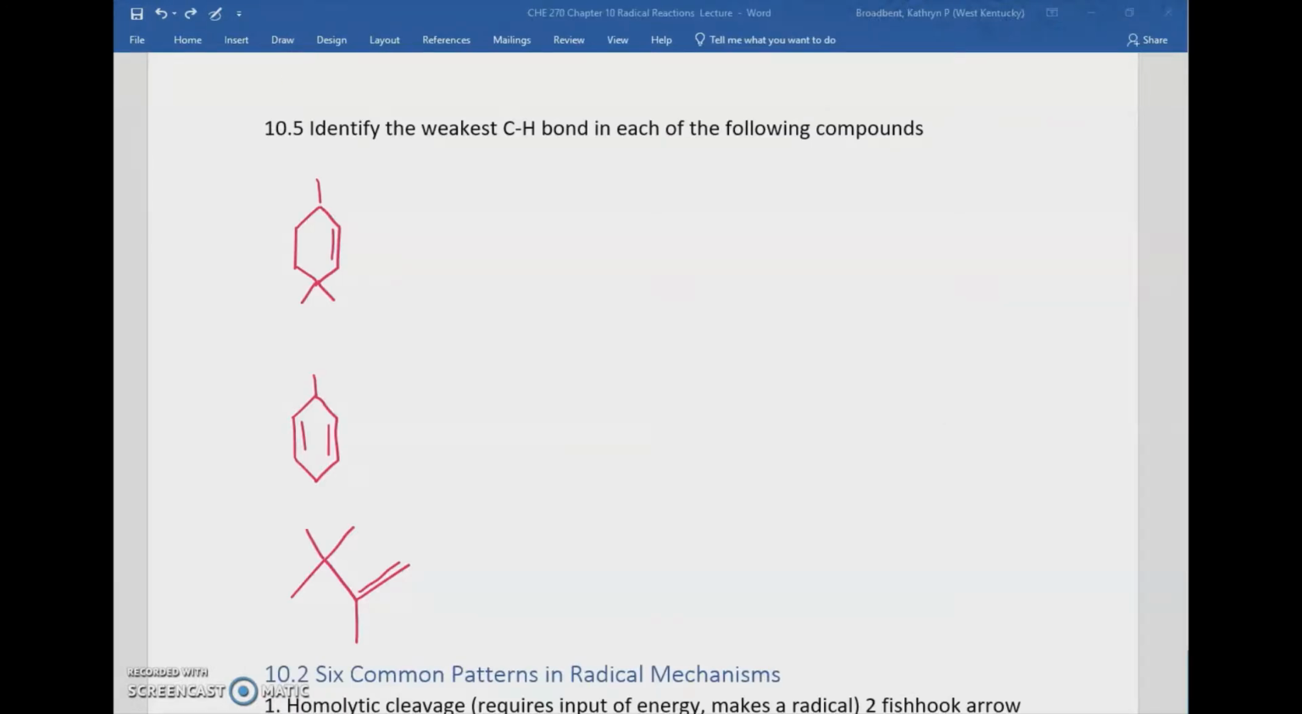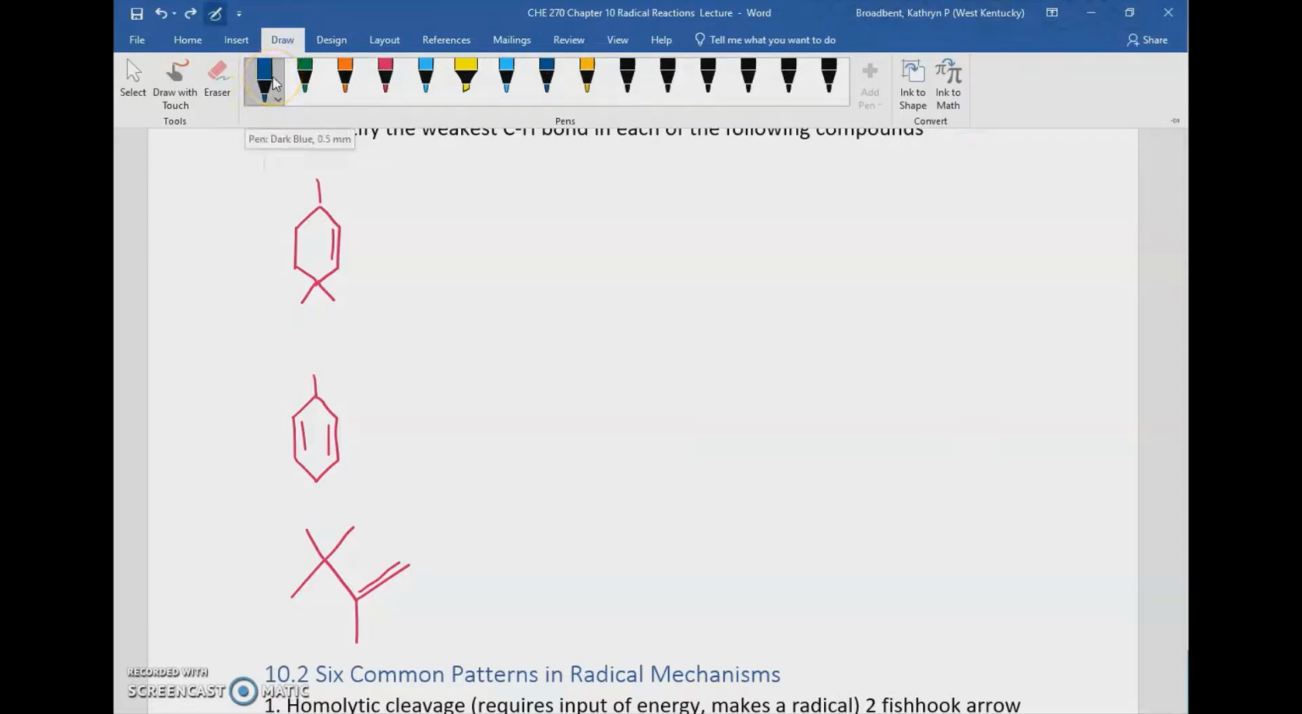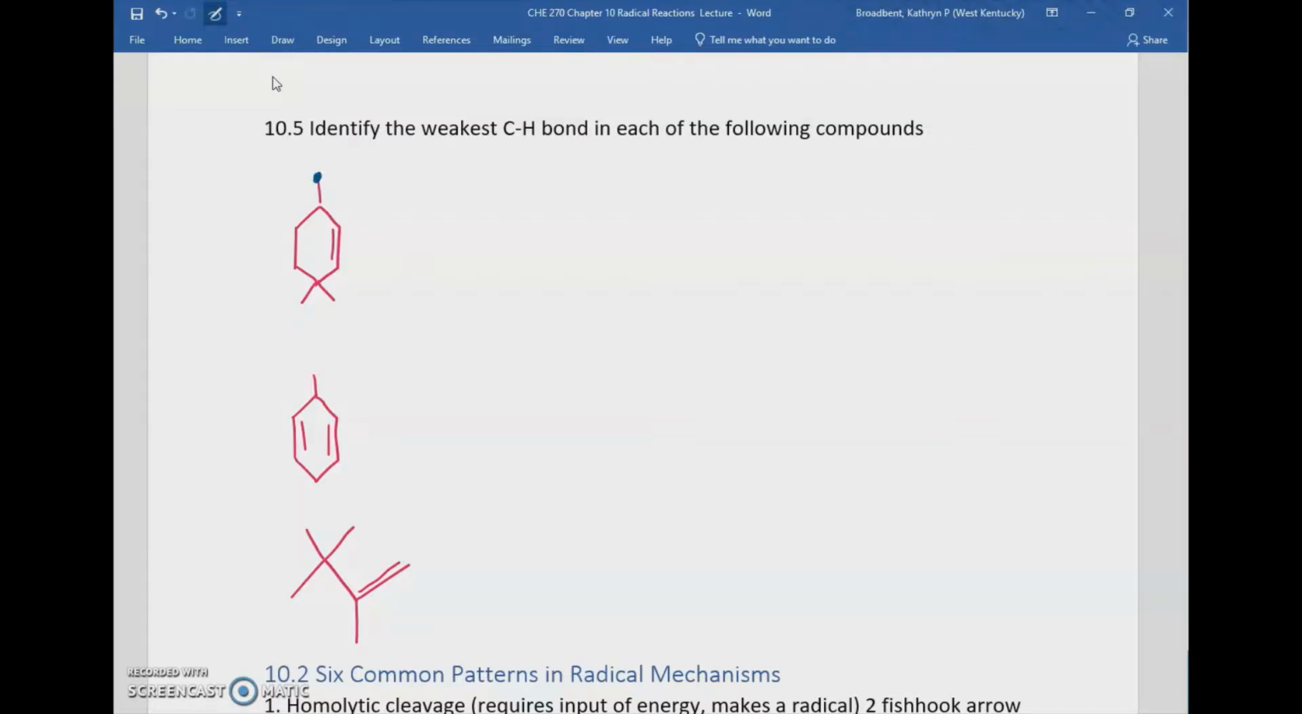So let's identify the weakest carbon-hydrogen bond in each of the following compounds. Remember that the weakest carbon-hydrogen bond is going to be the position that's going to make the most stable radical. So if we pull a hydrogen off of this position, we'll make a primary radical, and that's not very stable. And the same goes for this position and this position. Those will give you primary radicals.